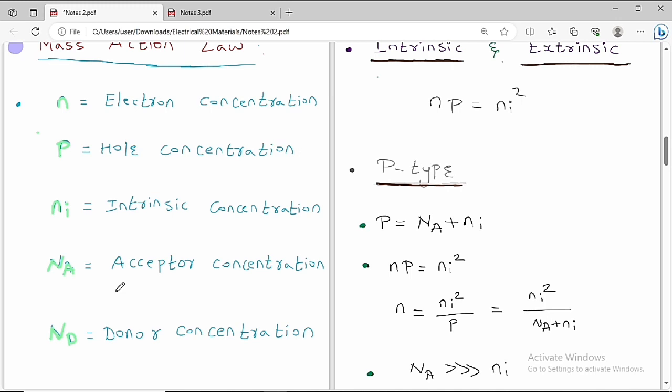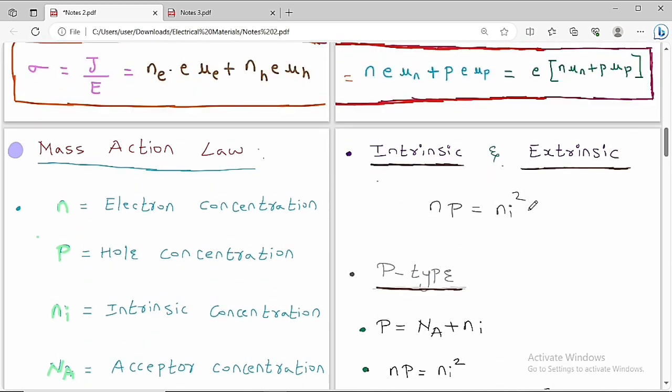I have already told you acceptor atoms are nothing but group 3 elements. What are the donor atoms? The group 5 elements. Okay, I have already told you acceptor means group 3 elements, donor means group 5 elements. Okay, so here I will give you an equation which is valid for both the intrinsic semiconductor as well as the extrinsic semiconductor. Intrinsic means pure type of semiconductor. Extrinsic means whenever you do the doping of the intrinsic, then you will get the extrinsic.